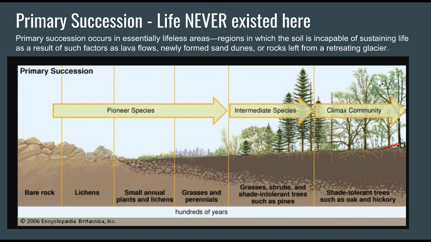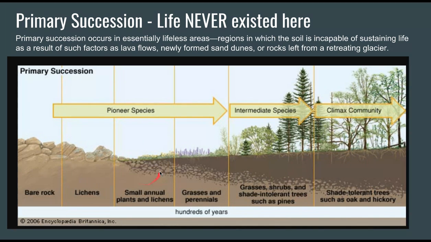This is the community of organisms that are going to remain here basically for the rest of the existence of this ecosystem, unless there's a massive disruption like a fire or a flood, or if the climate changes dramatically, if it becomes very hot, if it becomes very cold. Those are things that can change the climax community.